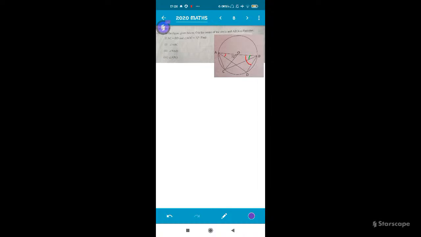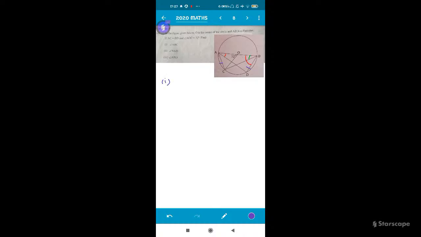We know one thing, that whenever an arc or a segment, or you can also consider a chord, subtends an angle at the circumference, the angle subtended at the circumference is always half the angle subtended at the center. So that particular property we are going to use in this question of ours. So we see that AC is equal to BD. That means these two chords are equal. So let's begin with our first question itself.